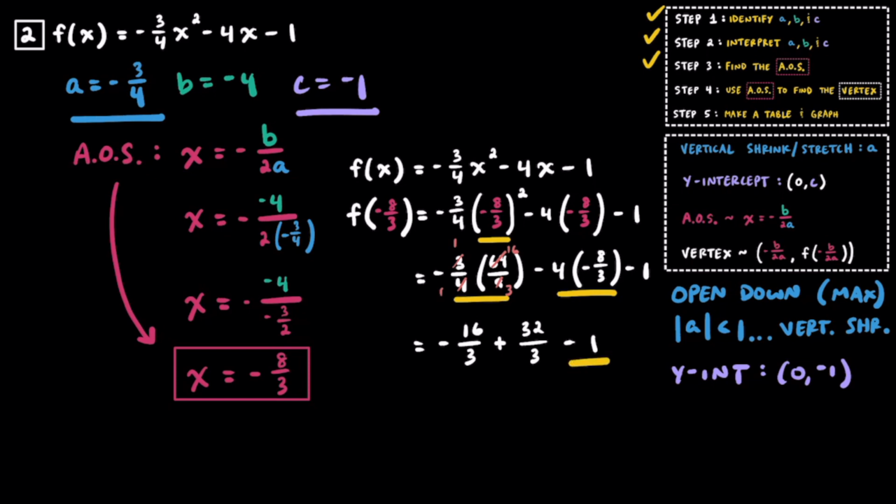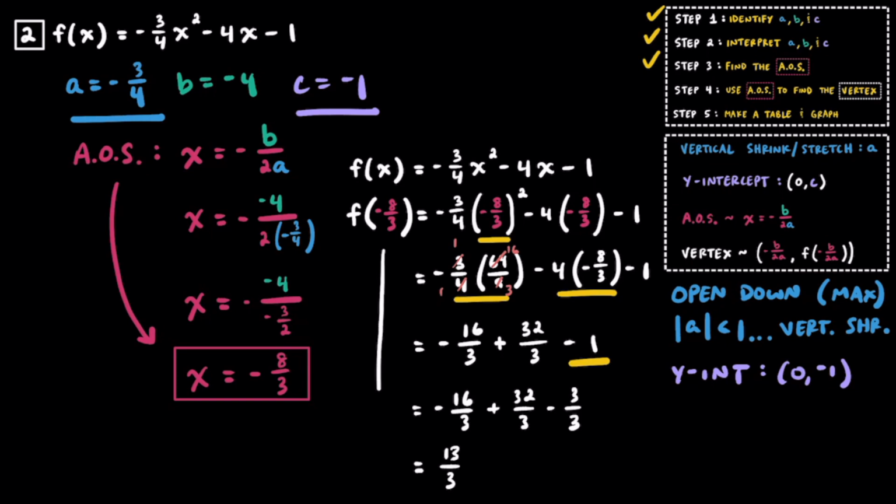Rewriting this minus 1 so that we have common denominators, we can say we have negative 16 over 3 plus 32 over 3 minus 3 over 3. Now that we have common denominators all the way across, negative 16 plus 32 is going to equal positive 16, and positive 16 minus 3 is equal to 13. So we have 13 over 3.